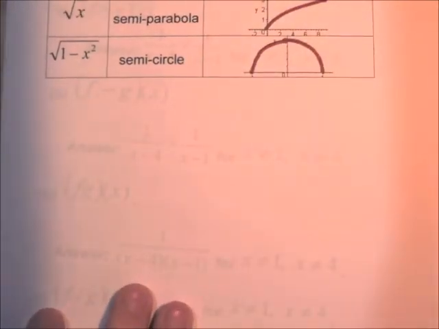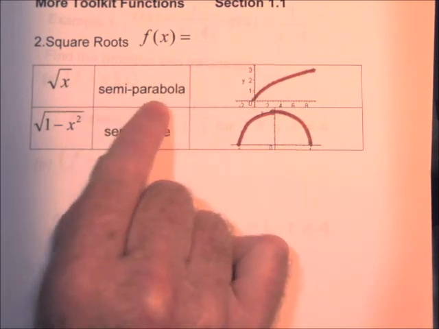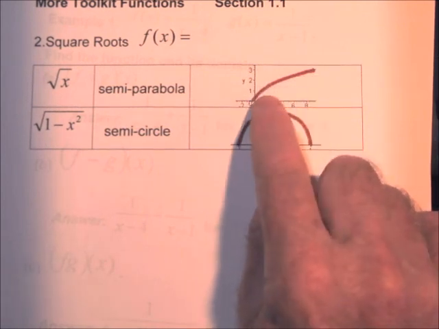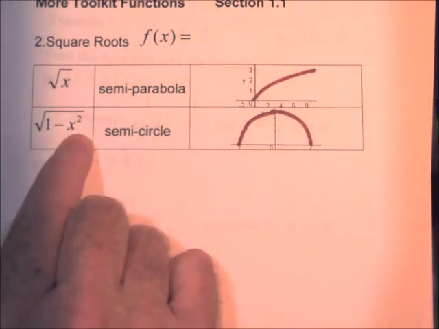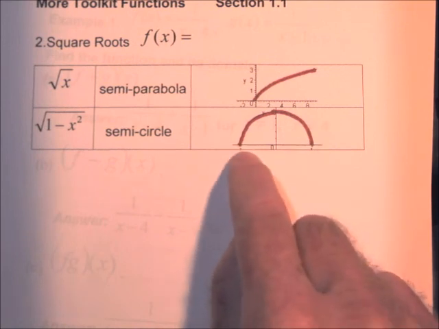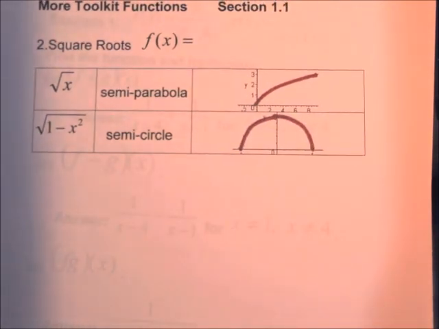Square roots, we've already sort of mentioned those. The two most common ones that you might run into would be a semi-parabola. f of x equals square root of x looks like this. It's half of a parabola opening to the right. And the square root of 1 minus x squared would be a semicircle. The full circle would have a lower part here, but this is the upper semicircle. And that concludes this presentation.